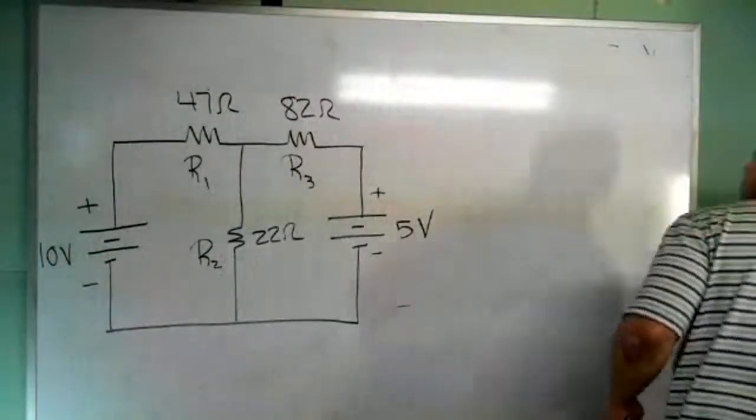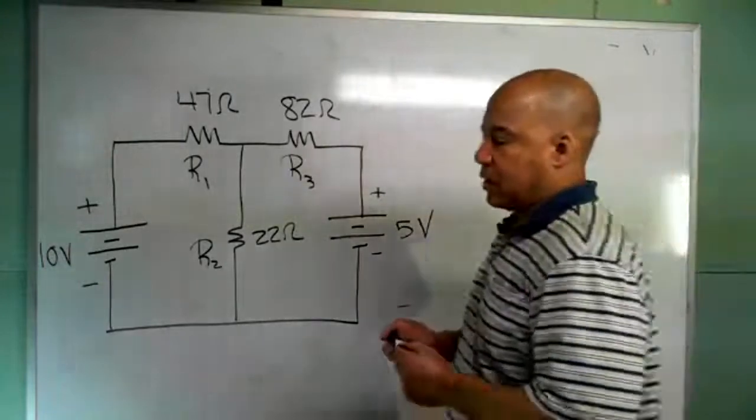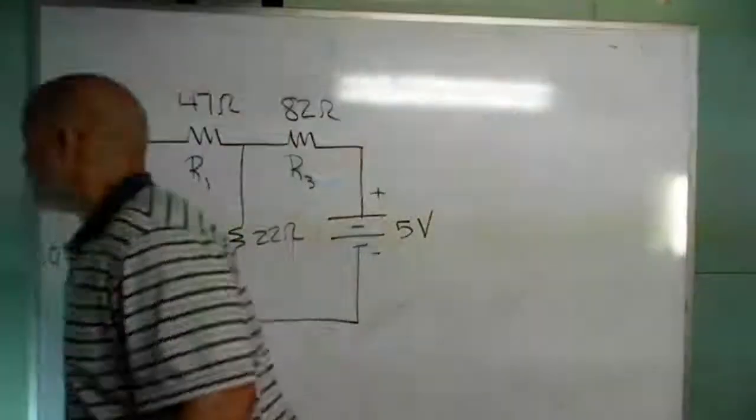Identify your nodes. Name them. Get your currents and let me know what the equation is that you got.